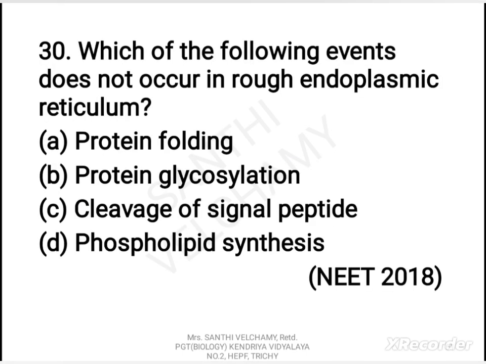Now the 30th question. Which of the following events does not occur in the rough endoplasmic reticulum? A. Protein folding. B. Protein glycosylation. C. Cleavage of signal peptide. D. Phospholipid synthesis. The correct answer is D.